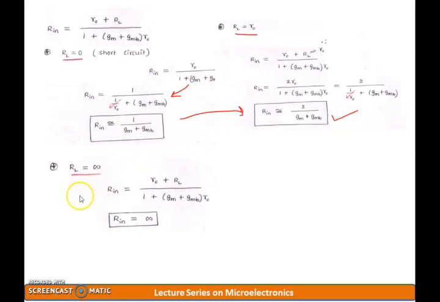Now the third case, when I say RL is infinite, which also means that the common gate amplifier is having an open circuit load resistance. Under that scenario, it's very simple to see. When I substitute RL equal to infinite, then definitely my input resistance also will be having an infinite value. So these are the three cases that we can analyze with respect to the input resistance of the common gate amplifier configuration with active loads.